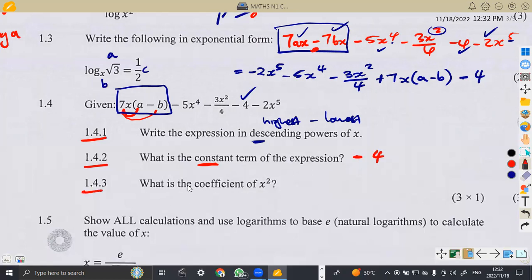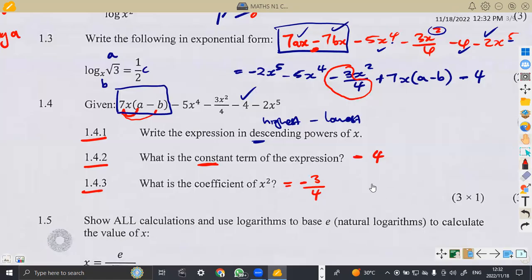1.4.3, what is the coefficient of x squared? The coefficient is the number that is affecting x squared. So we've got our x squared here. If we cross-check, the number that is affecting x squared is this -3 over 4. That is the coefficient of x squared. So our answer is -3 over 4. That was it, guys. Just like that, we are done.